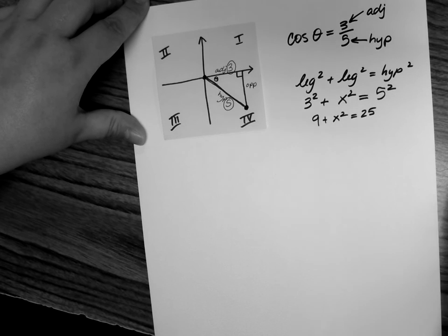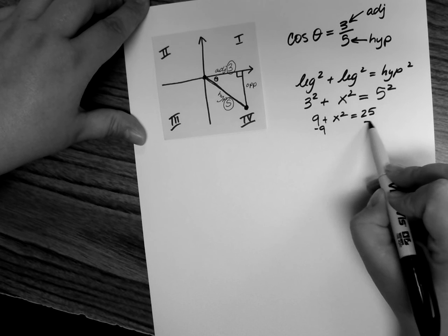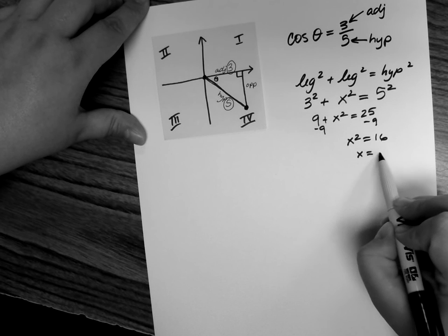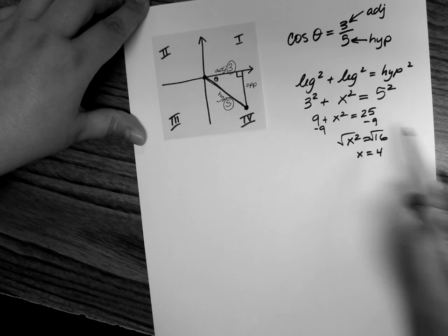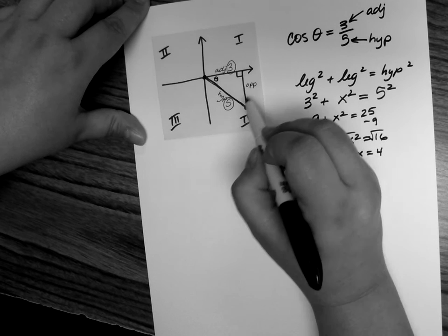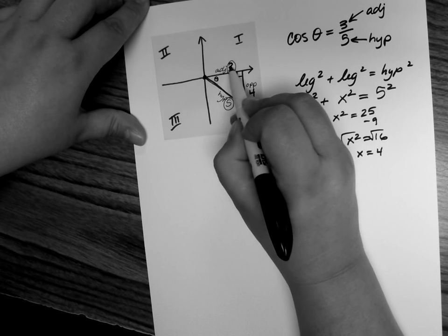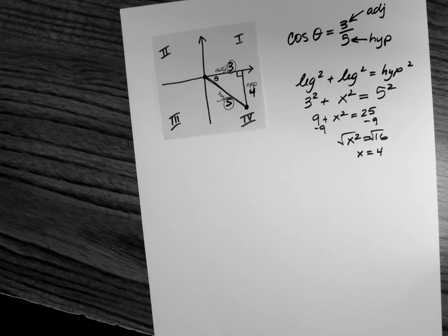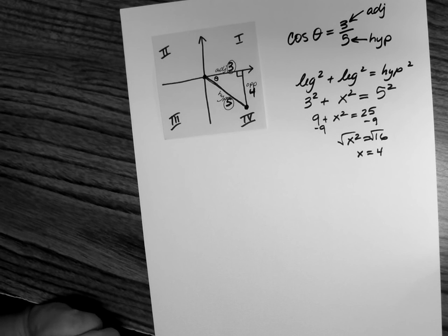I'm going to subtract 9 from both sides. X squared is 16, and that means that x is 4. Get that by taking the square root of both sides. So I have 4 here. So I have 3, 5, 4. Now the next thing I have to be careful of is because this is in the fourth quadrant, I will have a negative, excuse me.